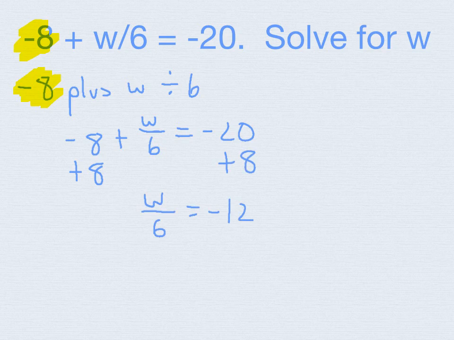Again, this reads w divided by 6. So to get rid of that, we'll do the inverse, which is to multiply on both sides. Those are gone. So w is equal to negative 72.